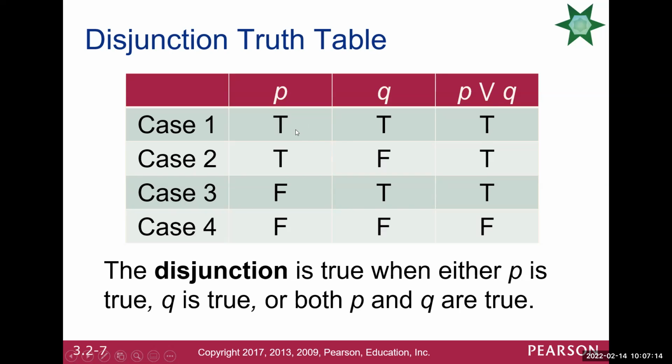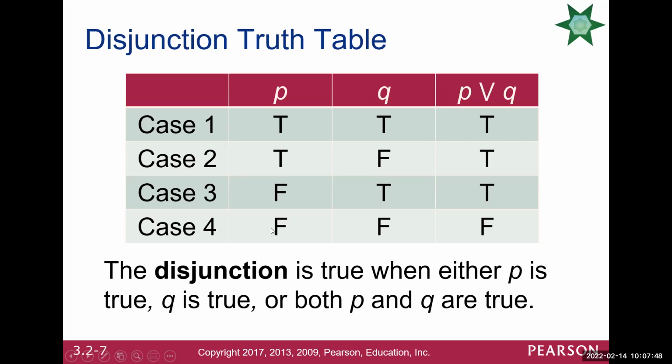So look at case 1. Is P true or is Q true? Yes. So you write true. Case 2. Is P true or is Q true? Yes, at least one of them is true. Therefore, the outcome is true. For case 3, is P true or is Q true? Yes. Therefore, you write true.